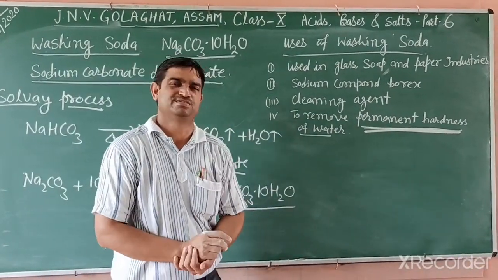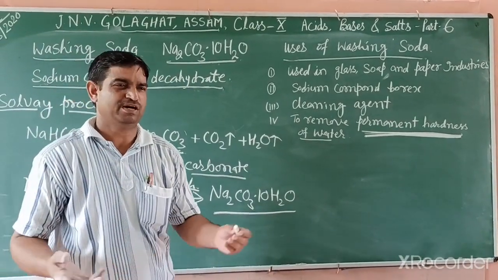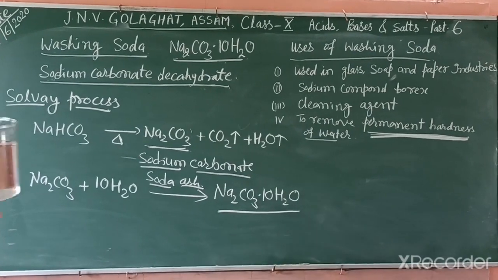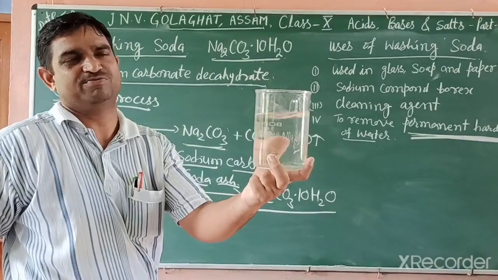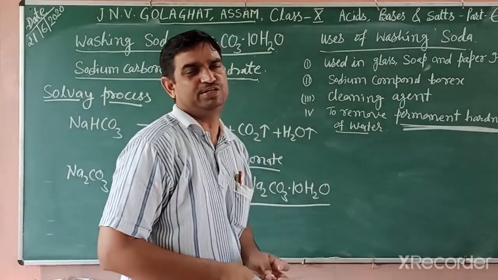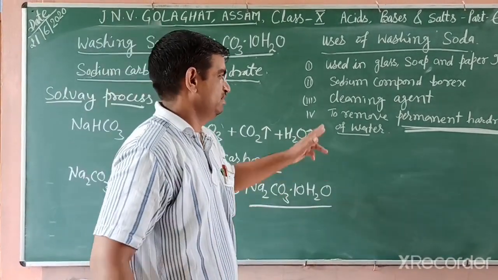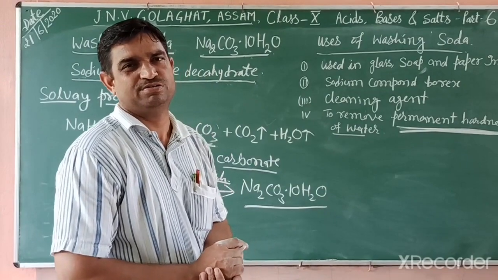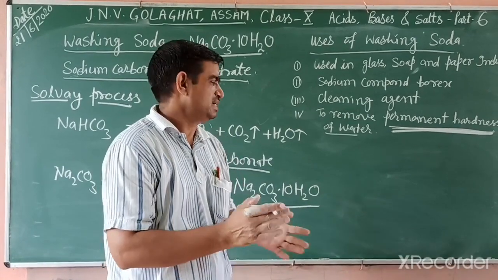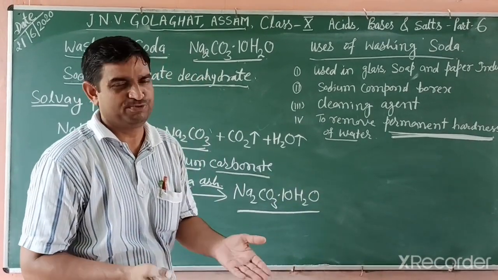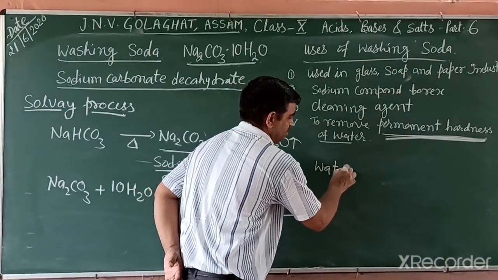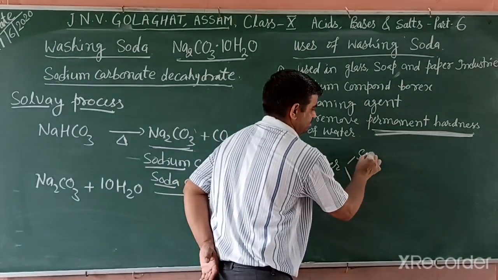So what is hardness? Normally we cannot say whether water is hard water just by looking. For example, this is water. How can we confirm whether this is hard water? For hardness of water, we can use soap. Soap can identify whether the water is hard or not. If any water does not give froth with soap, that is hard water. If the water gives froth with soap, that is soft water. Water is of two types. We can divide water into soft and hard.